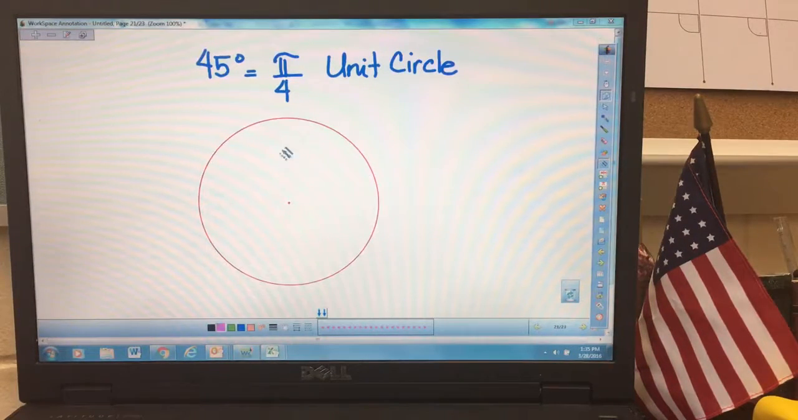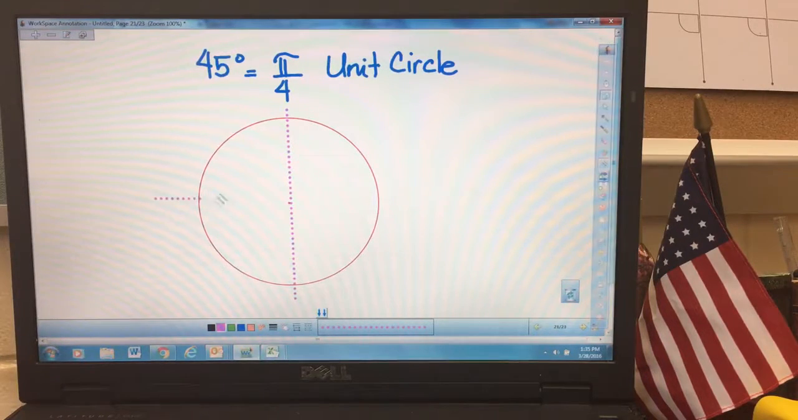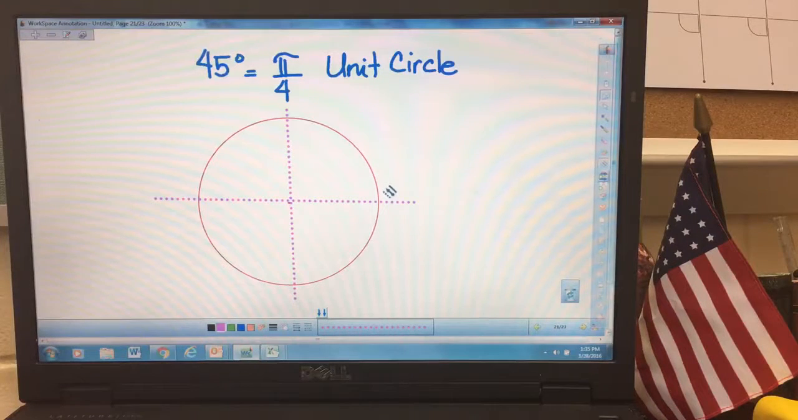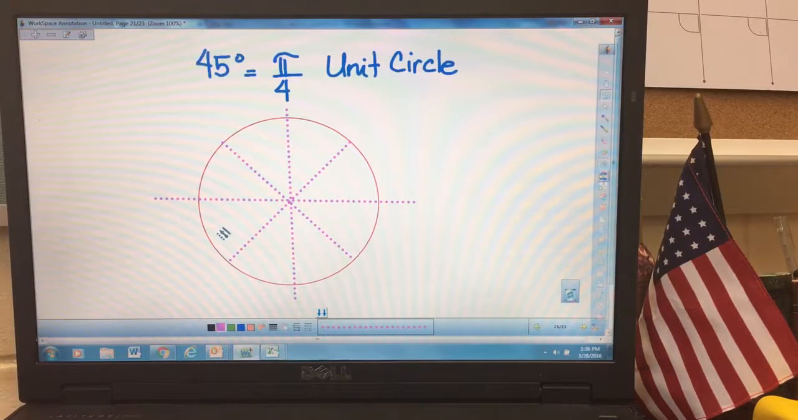I need my x and y axis. Okay, right there. Since this is 45 degrees, I'm just going to divide the 90 degrees in half, somewhere around here. And likewise, on the other side, a quarter circle is divided into 2. So there you go. And once again, we can skip count.